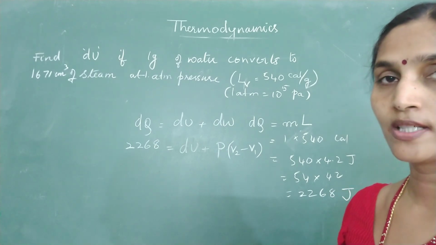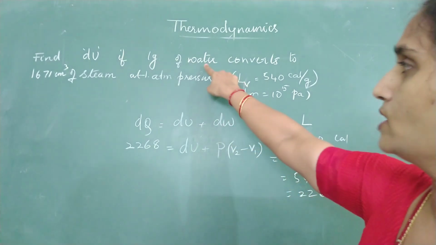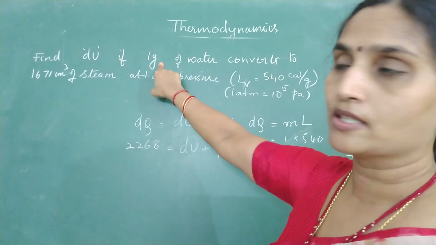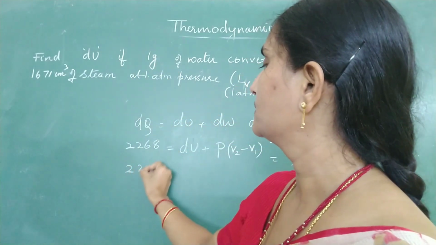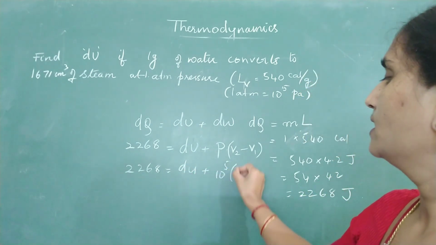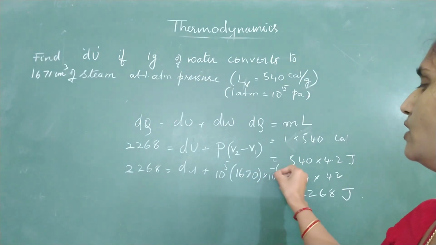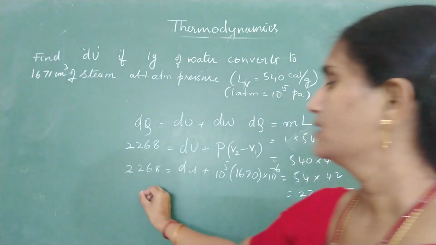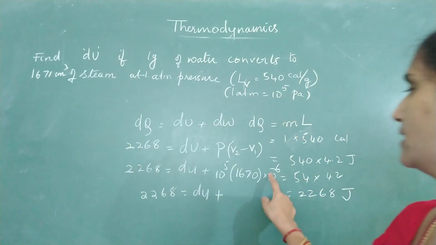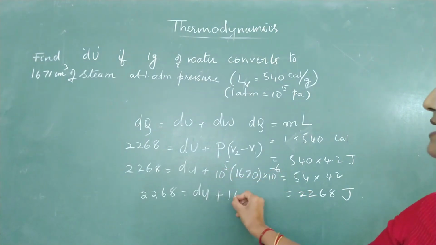Because it's an isobaric process, the work is pressure P times (V2 minus V1). We know the change in volume, since the density of water is 1 gram per centimeter cube. What is the change in volume? 2268 equals dU plus, pressure is 10^5. Change in volume is 1670 centimeter cube. I am converting into meter cube, 10^-6. Simplify: 2268 will give you dU plus 10^-6 into 10^5. Okay, that will be 10^-1 times 1.67.